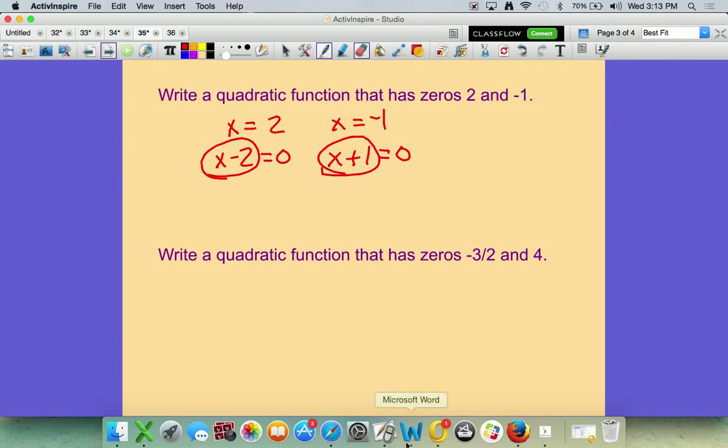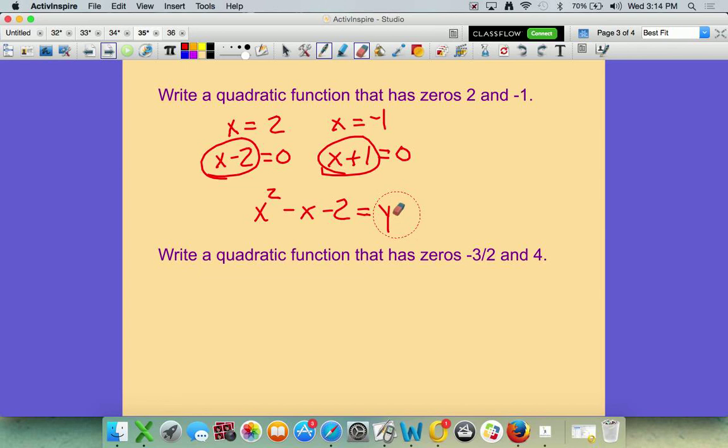If I multiply those together, will I get a quadratic function? Sure I will. So FOIL it, so I've got x squared plus x minus 2x, so minus x minus 2. And there is the expression, when factored down, gives us zeros of 2 and negative 1. The only problem is it's not a function yet.